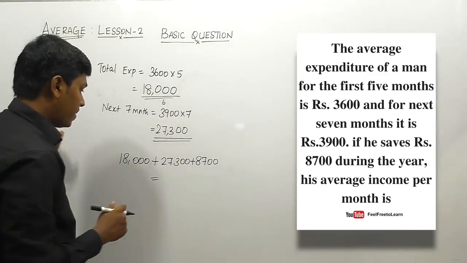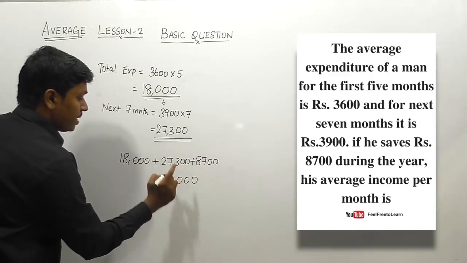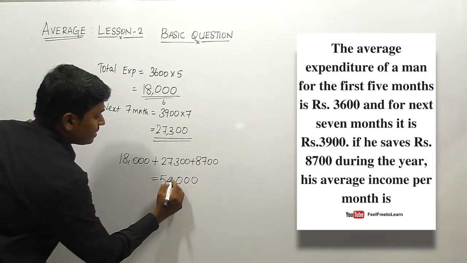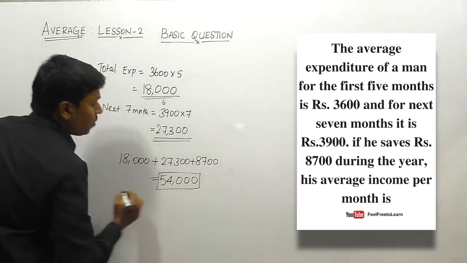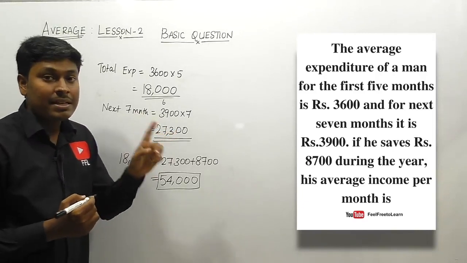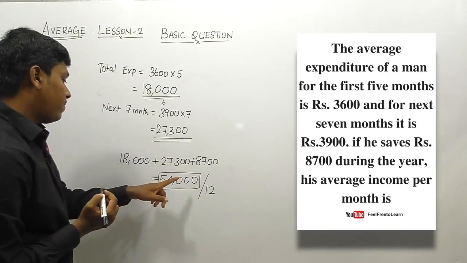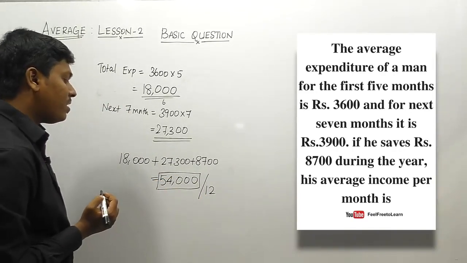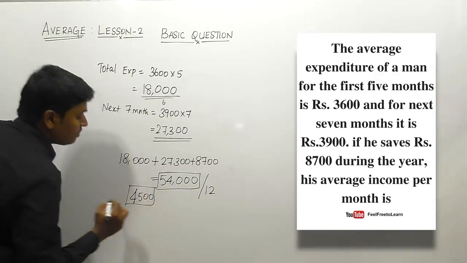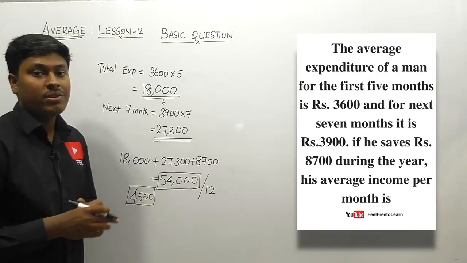So 8,700 plus 27,300 gives 36,000, plus 18,000 gives 54,000. So finally we can say that 54,000 will be the total income of the man for the complete 12 months. But our target is to find the average income per month, so we need to divide this complete amount by 12. So 540 divided by 12 is 45. So the average income for every month will be 4,500. Friends, finally we got the answer for question number 9, that is 4,500.